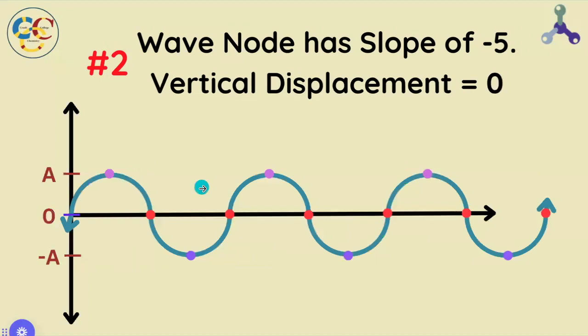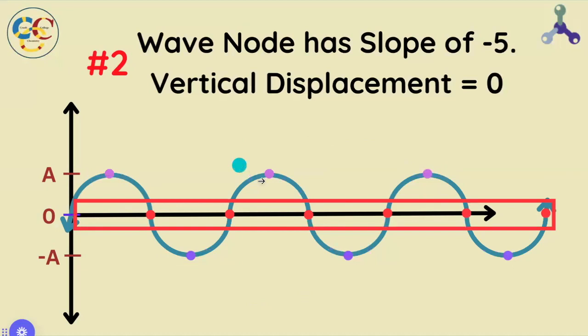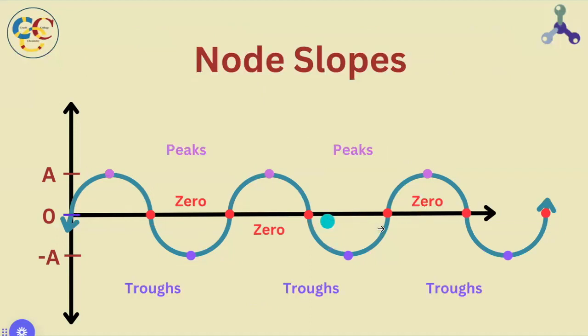So we have three types of nodes based on their displacement. We have peaks, we have troughs, and we have 0 displacement nodes. Always, always, always, the slope of these top and bottom nodes is 0, which means that if we have a node that doesn't have a 0 slope, it must be a 0 displacement node. There's a video in the description that covers what determines the slope of these 0 displacement nodes.